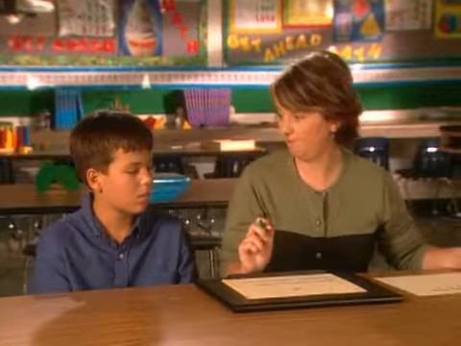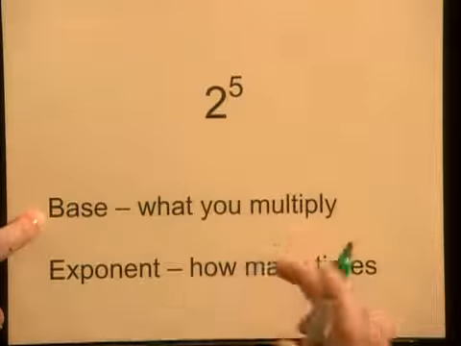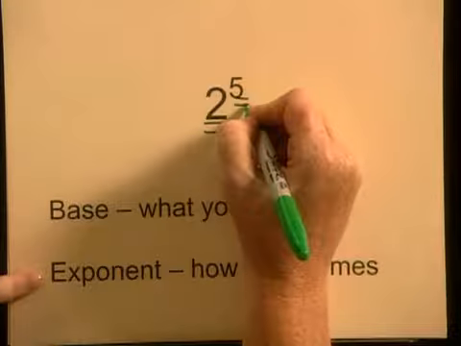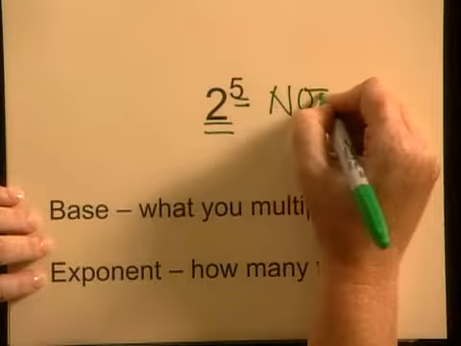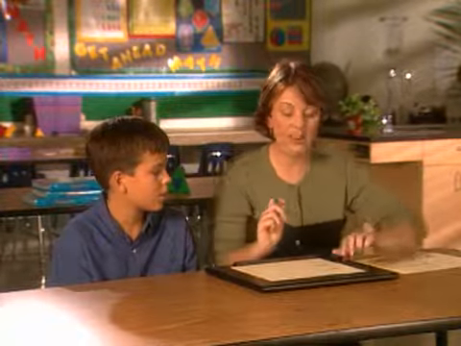It's called a power. In our power, the base is what we're multiplying, which is our 2. The exponent is how many times we're multiplying it, which is 5 times. Now this is not the same as 2 times 5. What's 2 times 5? 10. Is 2 times 2 times 2 times 2 times 2 equal to 10? No. Good job.